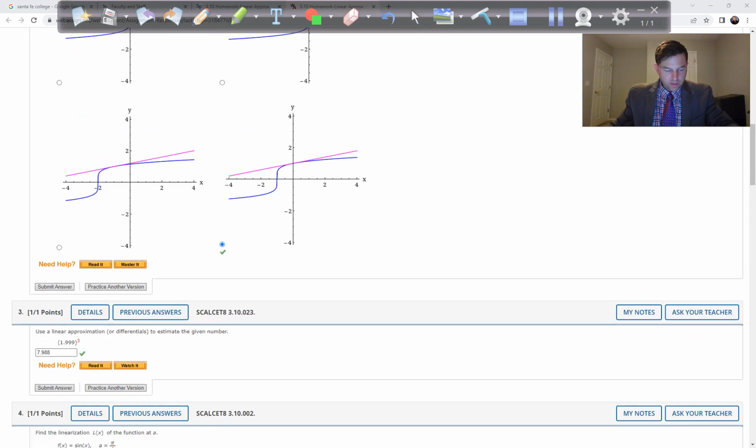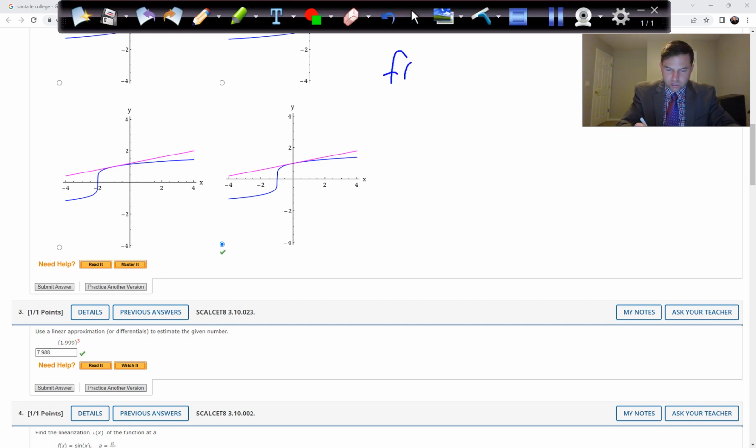Okay, problem 3. Use a linear approximation or differentials to estimate the given number. Let's do linearization because we've been good at it. So they're taking a number and raising it to the third power. So that means our function is taking a number x and raising it to the third power. And therefore the derivative of this is going to be 3x squared.